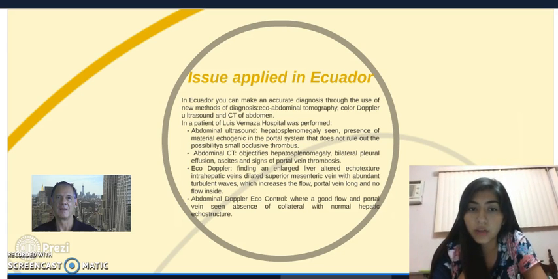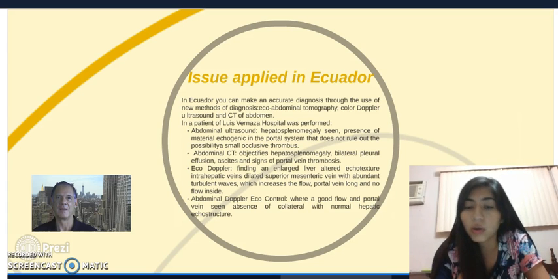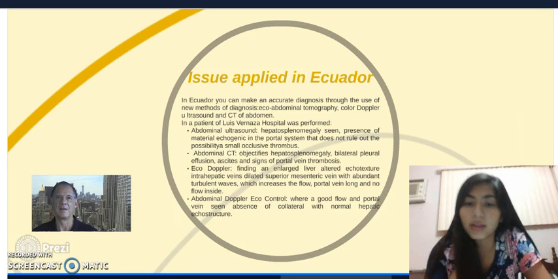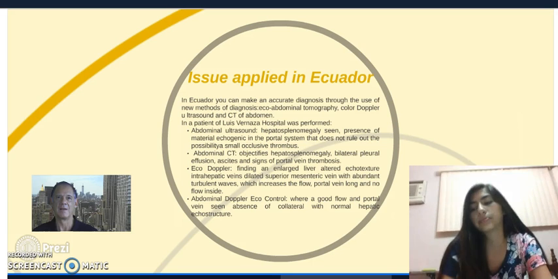showing hepatosplenomegaly and the presence of echogenic material in the portal system, which does not rule out the possibility of a small occlusive thrombus. Abdominal CT shows hepatosplenomegaly, bilateral pleural effusion, ascites and signs of portal vein thrombosis. Echo Doppler finds an enlarged liver, altered echotexture, dilated intrahepatic veins, superior mesenteric vein with abundant turbulent waves, which increase the flow, and portal vein enlarged with no flow inside. Abdominal Doppler control shows good flow in the portal vein, absence of thrombus, with normal hepatic echostructure.